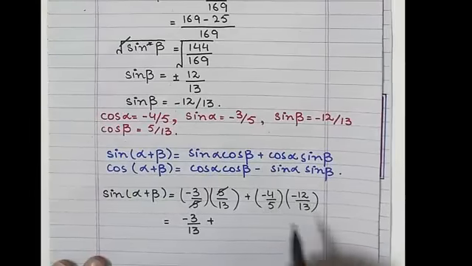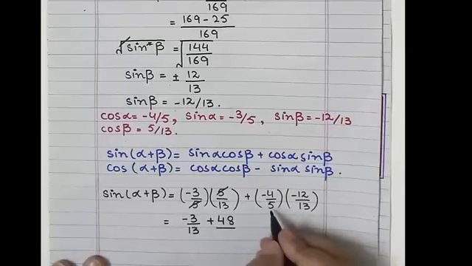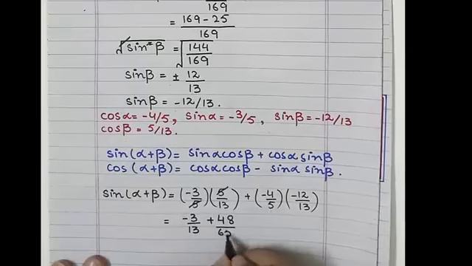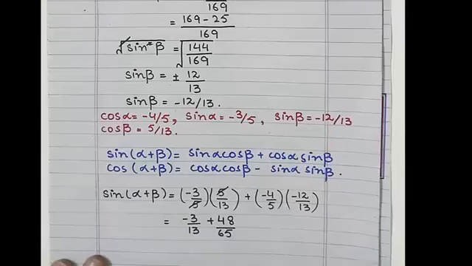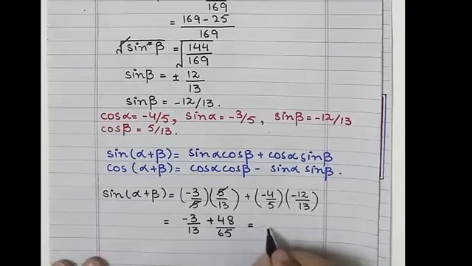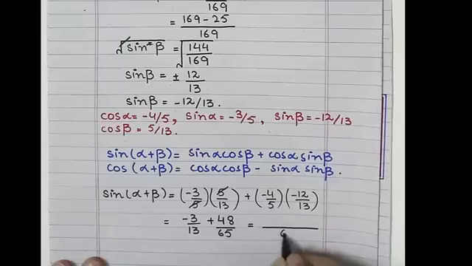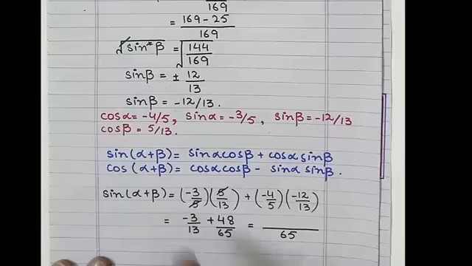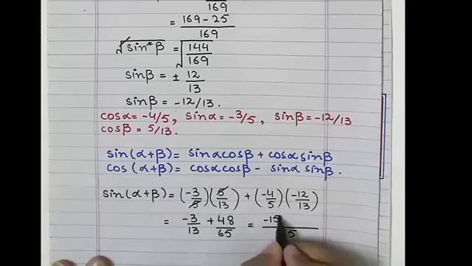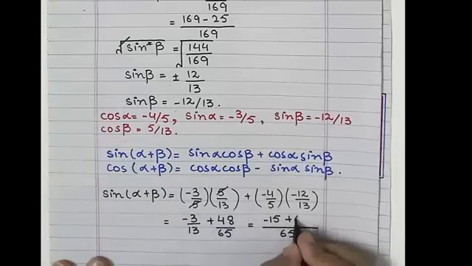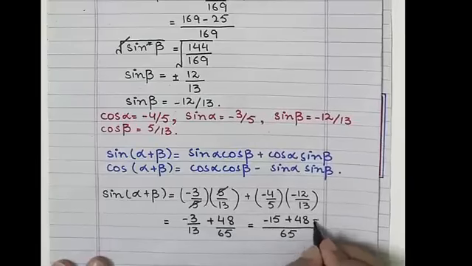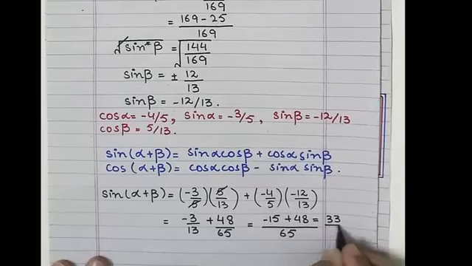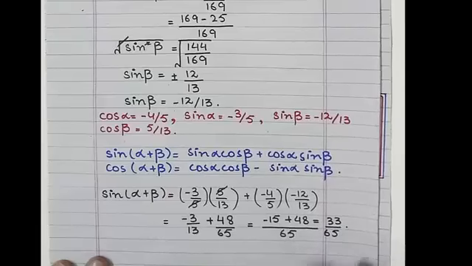So 4 times 12 is 48, 5 times 13 is 65. So taking LCM of 13 and 65, which is 65, 13 times 5 is 65 and 5 times minus 3 is minus 15, plus 48. This is equal to 33 over 65. So this is the value of sin alpha plus beta.